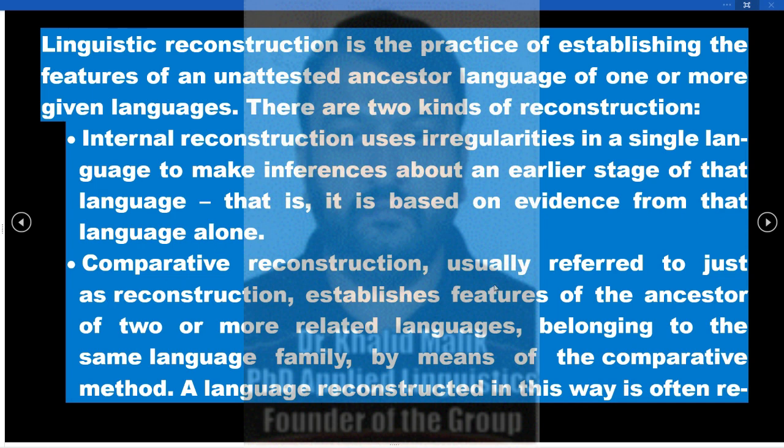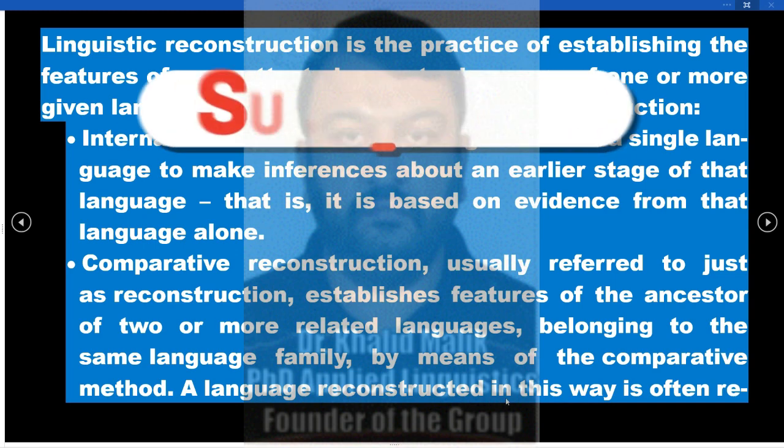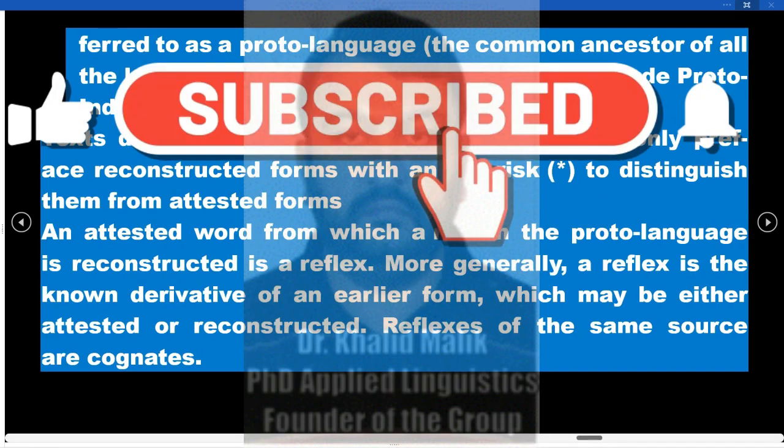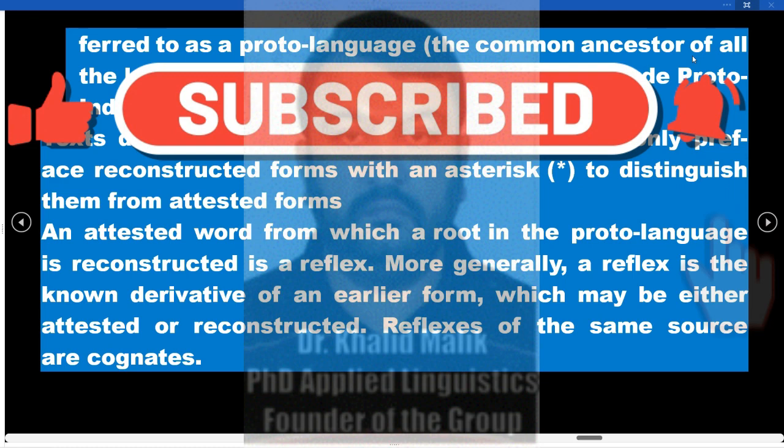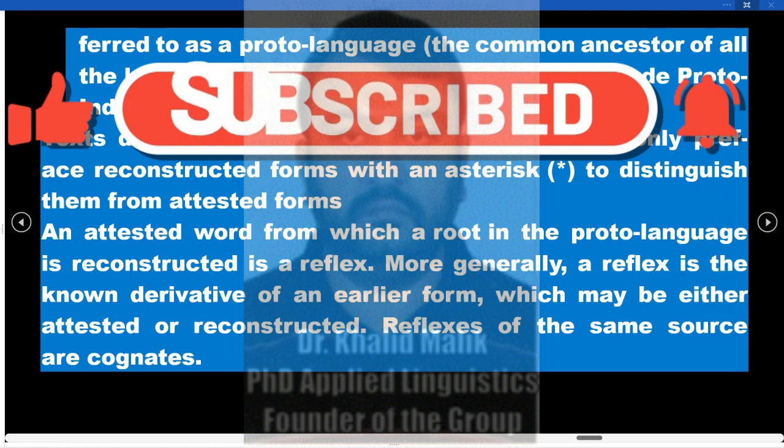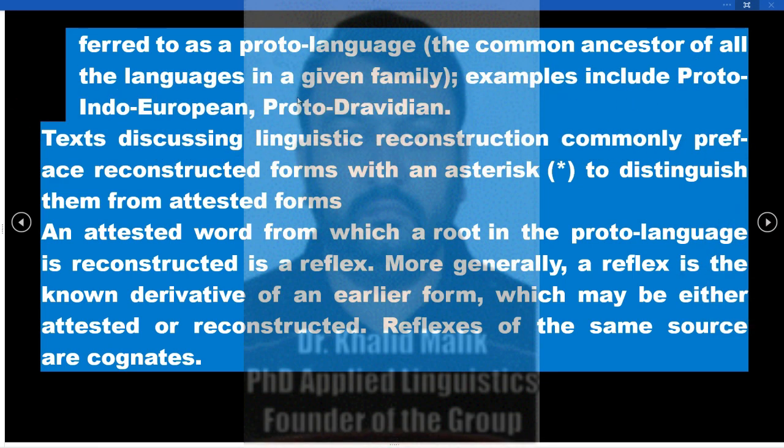Comparative reconstruction, usually referred to just as reconstruction, establishes features of the ancestor of two or more related languages, belonging to the same language family, by means of the comparative method. A language reconstructed in this way is often referred to as a proto-language, the common ancestor of all the languages in a given family. Examples include Proto-Indo-European, Proto-Dravidian.